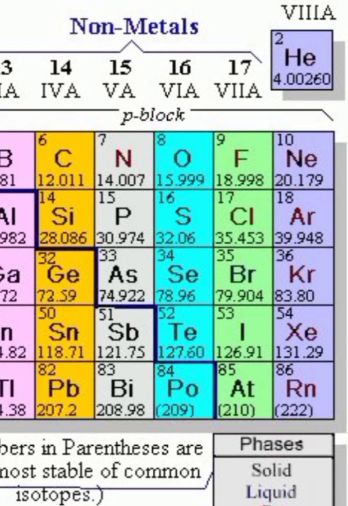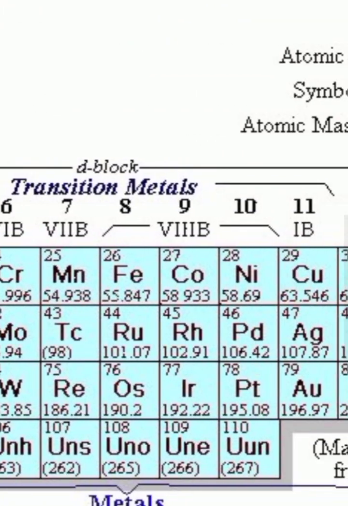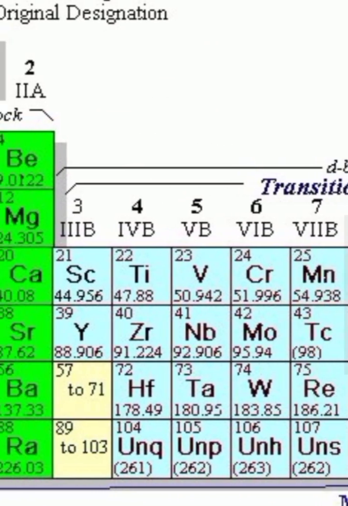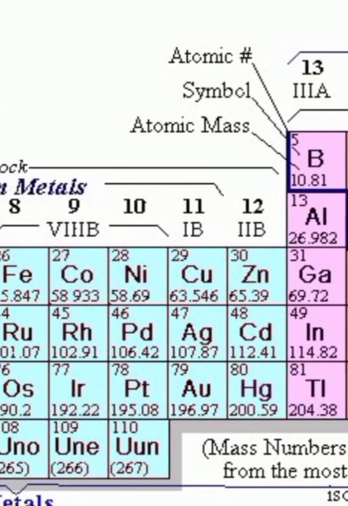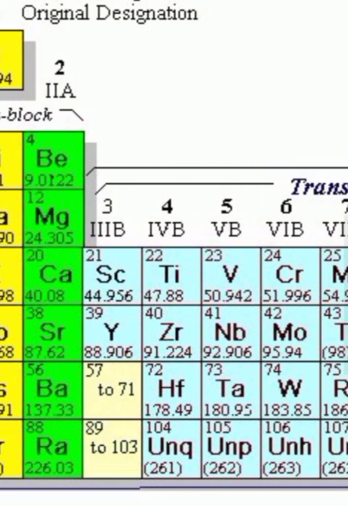Now, let's give them names. I already told you that from all this B part, all these 12, from 3, 4, 5, 6 to 12, they are called transition metals. I'm not including that. I'm just doing groups 1 to 2 and 13 to 18.